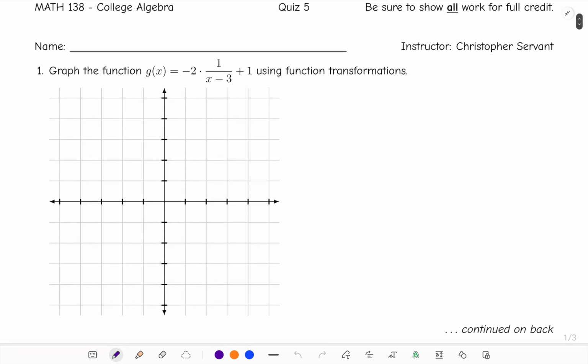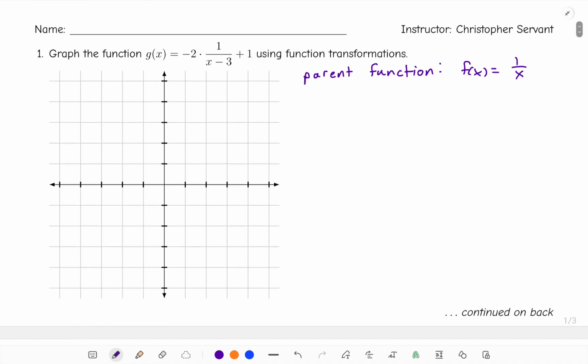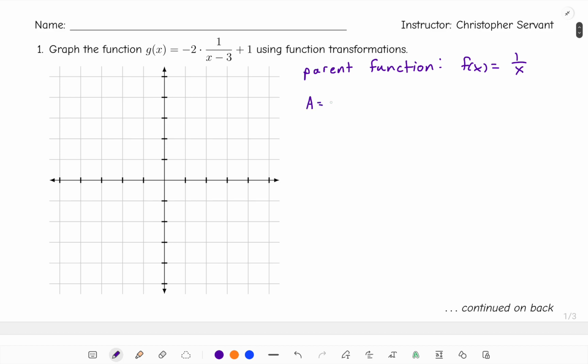So for problem 1, the first thing I'm going to notice is that the parent function is the reciprocal function. That means f of x is equal to 1 over x. With that in mind, that tells me a is equal to -2, c is equal to 1, h is equal to 3, and k is equal to 1 as well, from where they're located inside of g of x.